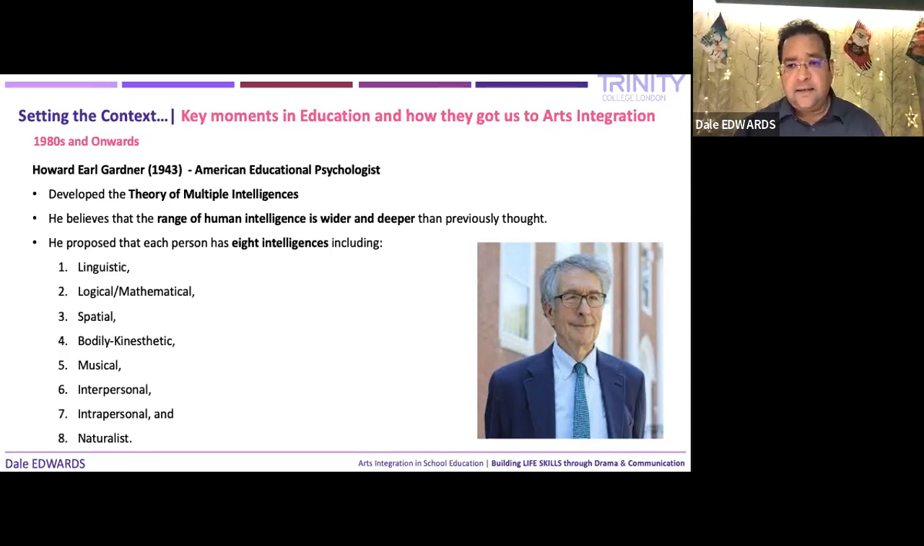So these were the 8 that he posited, and he said there's linguistic, there's logical, there's spatial, there's bodily, and that's kinesthetic, there's musical, there's interpersonal, there's intrapersonal, and there's the naturalist.